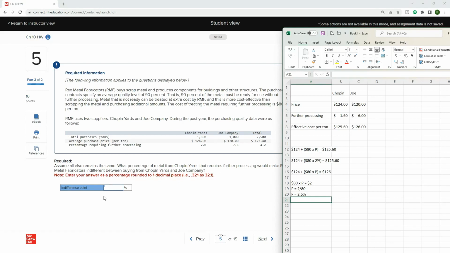So as long as Chopin's percentage is at 2.5% or less, then we can still stay with Chopin. Now, once it reaches 2.5%, then it would yield the same results, and if it exceeds 2.5%, then Joe Company will be the cheaper option. So that's number 4 and 5.